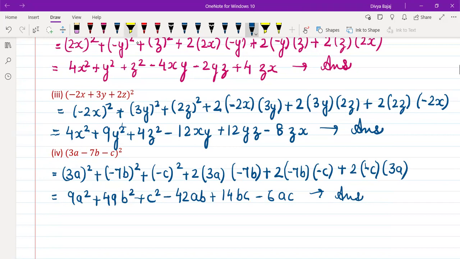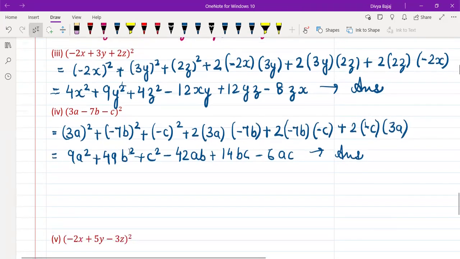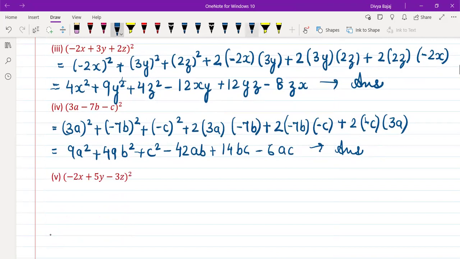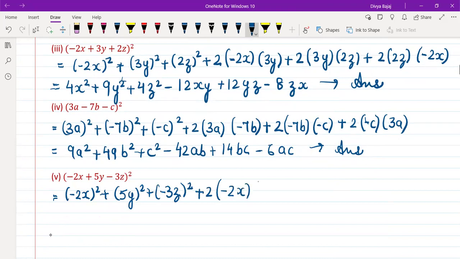Now let's look at another part of the same question. Today we are going to finish this question. We are left with two more parts, and in all the parts we have the same identity. So let's come to the fifth part. Again, we will apply the same identity, which says a square, which means minus 2x square, plus b square, which is 5y, plus c square, minus 3z square. So a square plus b square plus c square is done, plus 2ab. This is my a and this is my b.